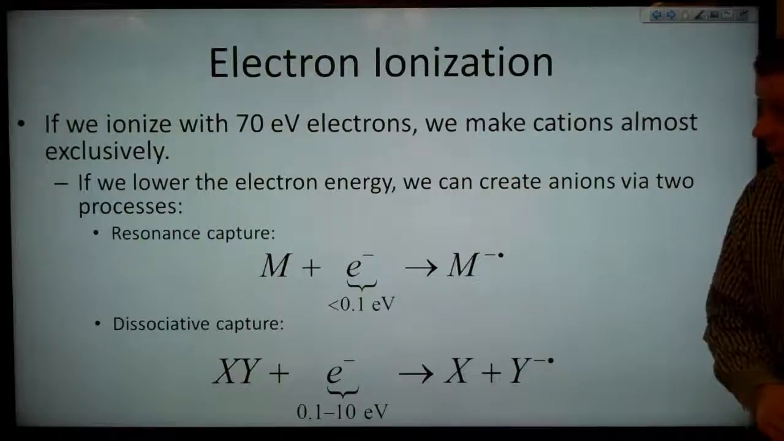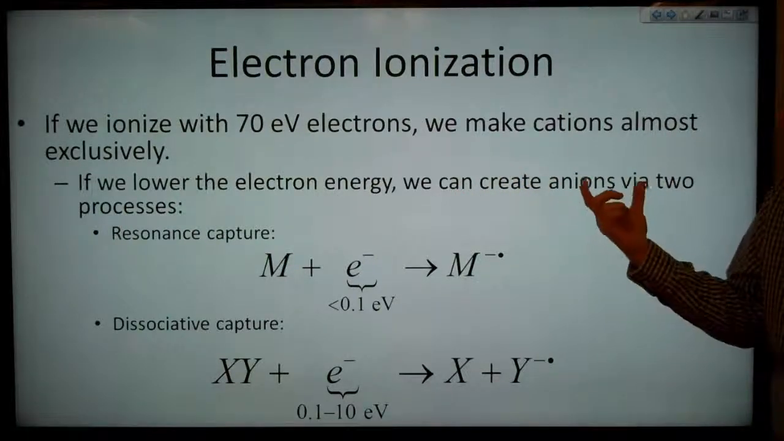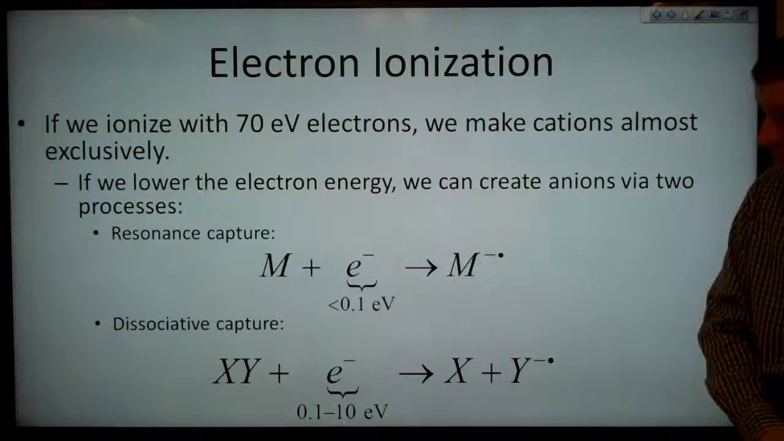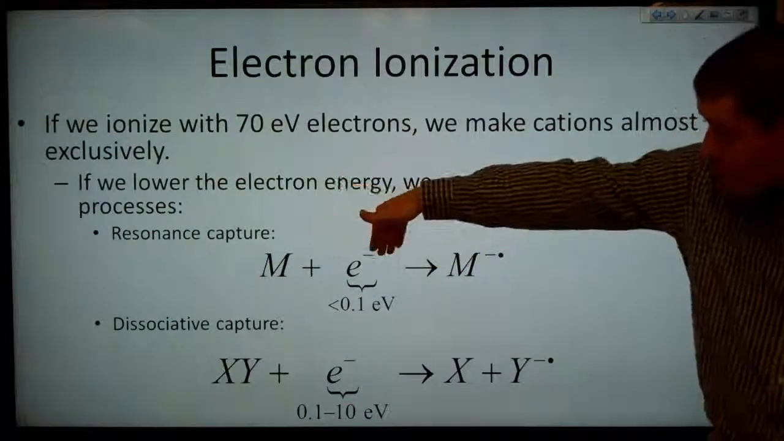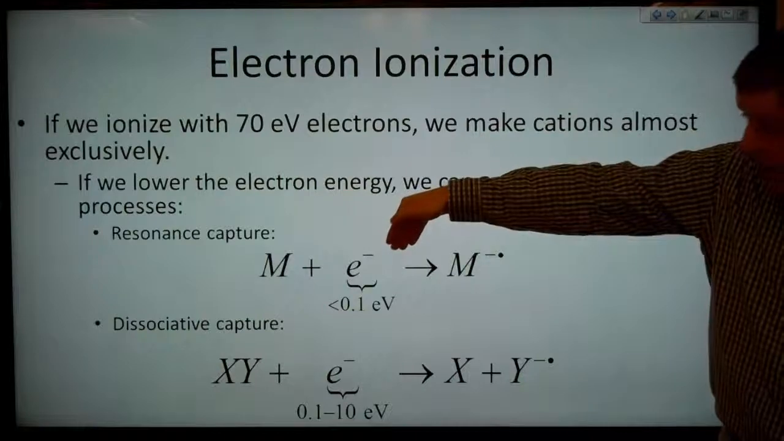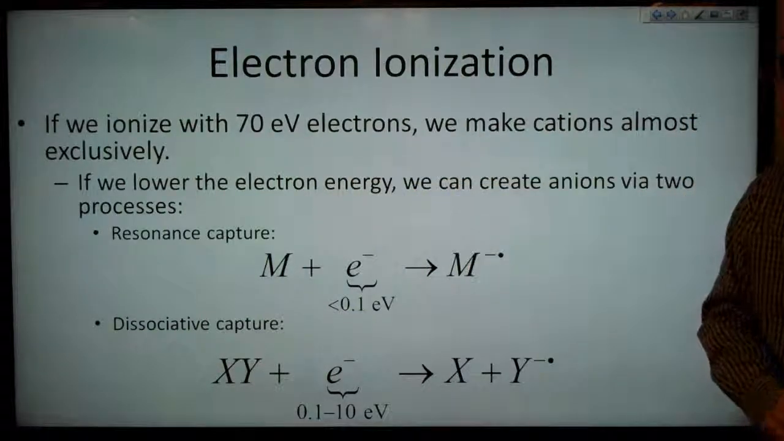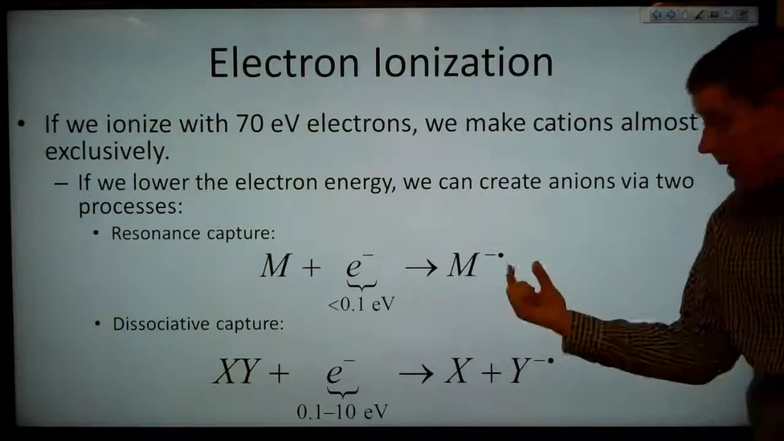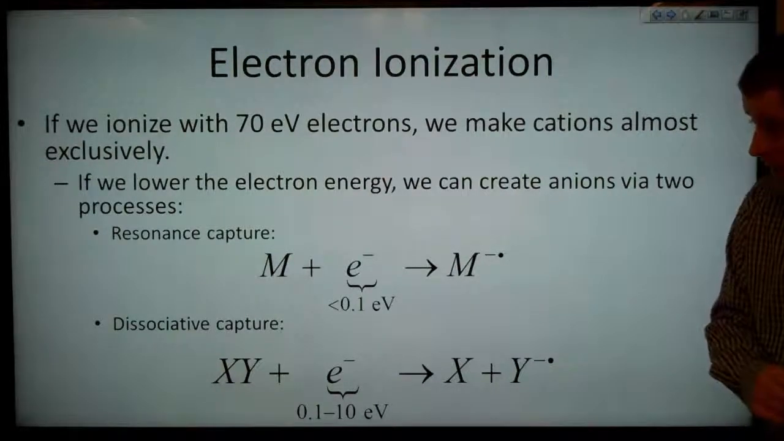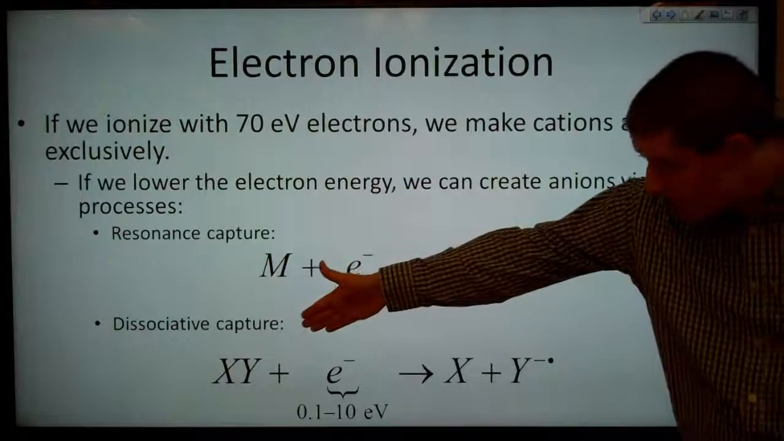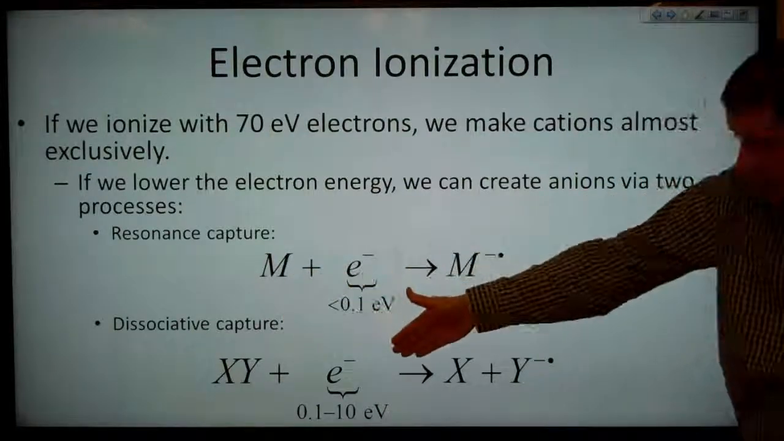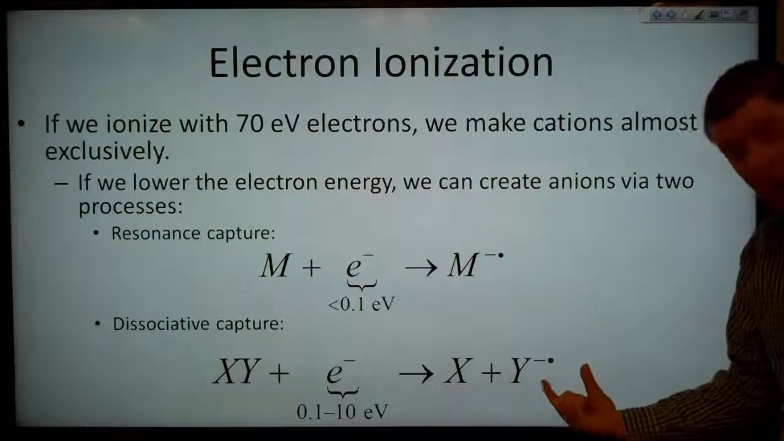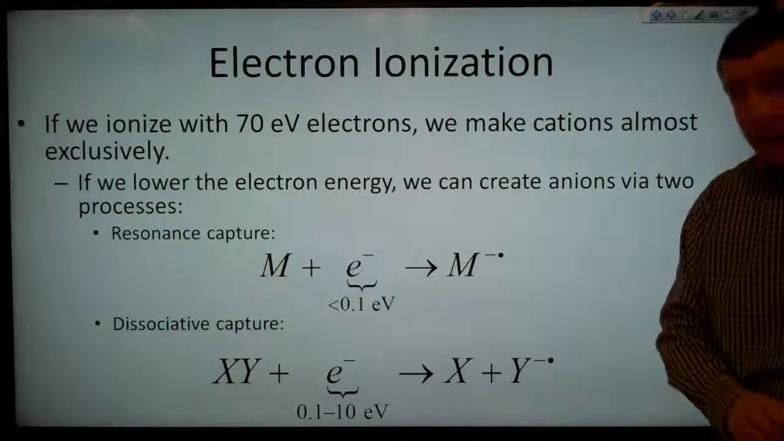But if we lower our electron energy, then we can create anions via two processes: resonance capture and dissociative capture. With resonance capture, rather low energy electrons are captured by our neutral molecule to give us the anion, and again it's a radical, so we've got that dot there. We've got dissociative capture as well, where XY reacts with an electron to give us X plus Y minus, and again that Y minus is a radical.